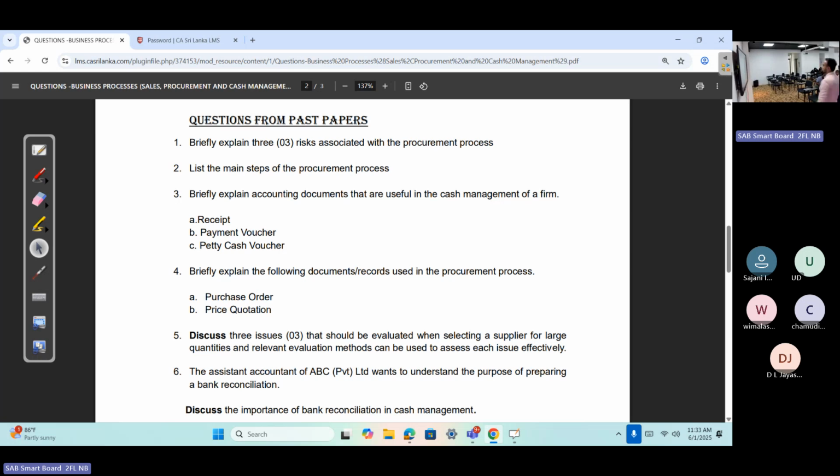Okay, what's the answer for the first question? Explain three risks associated with the procurement process. Purchase process risk. Just wait, the risk associated with the procurement process, that is, issues that can be there. That question is also available; later we will discuss. So procurement process risk, just three risks.